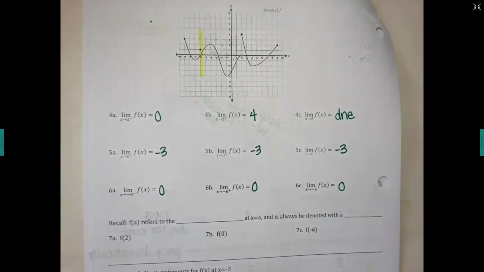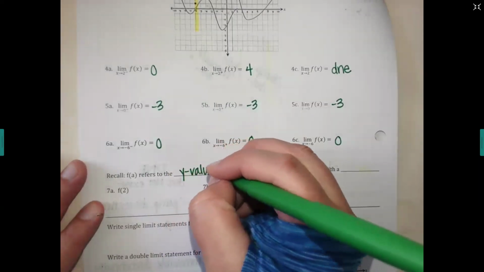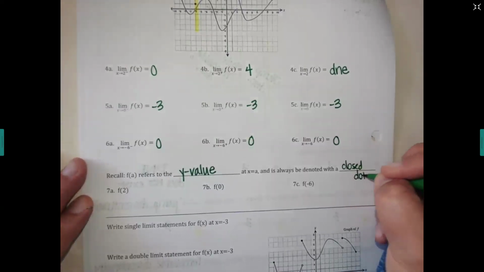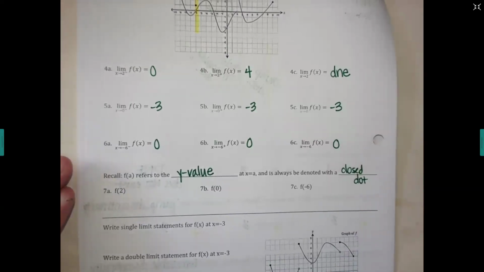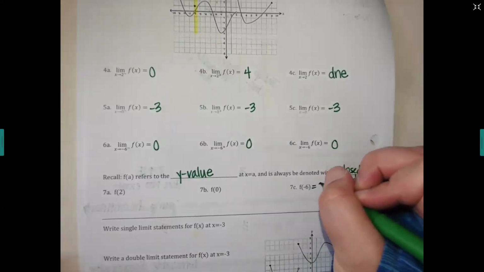Now, f of a, looking at that little recall, f of a refers to the y value. And that is where you're looking for the closed dot. So in pre-cal, or algebra 2, or algebra 1, if I asked you for f of -6, that's where you would report back to me where the closed dot is. So staying at -6 on your graph, how high was the closed dot? 1. So go ahead and put here, that would be 1.